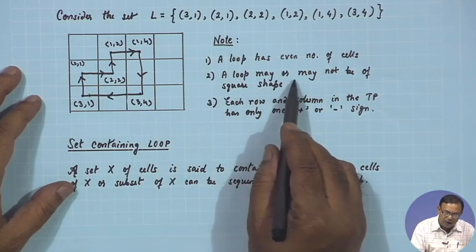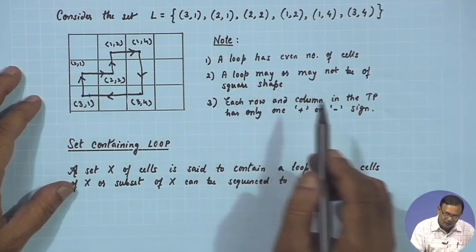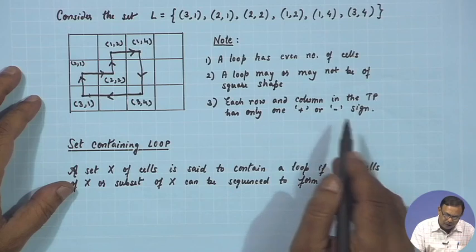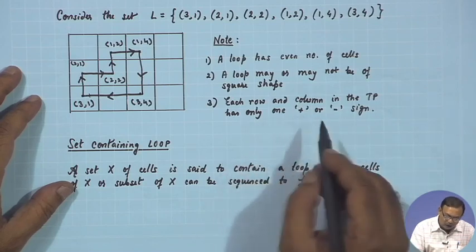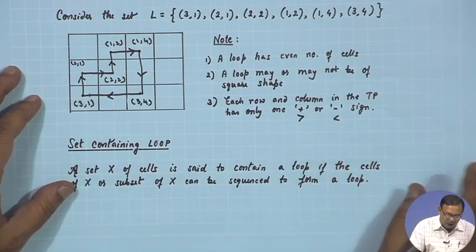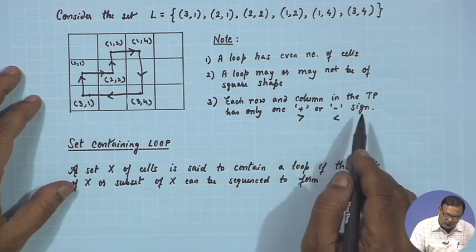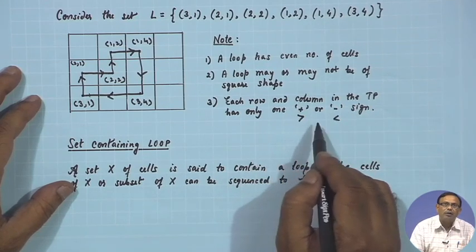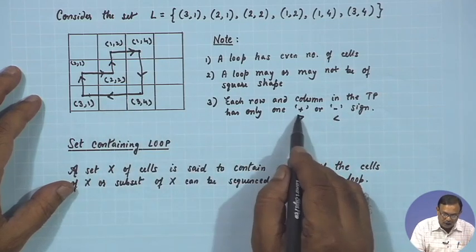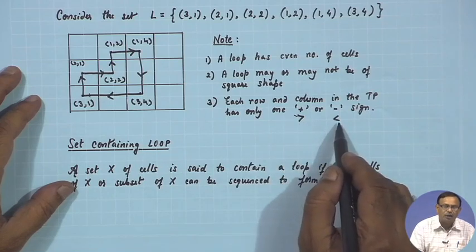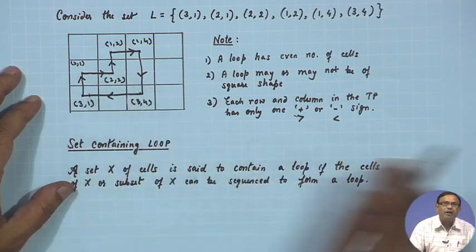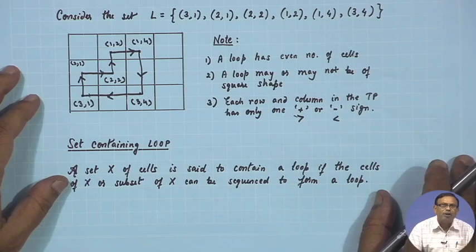So, it is not necessary that the loop be square, and each row and column in the transportation problem will have only one plus sign and one minus sign, means in each row or column there will be only one arrow sign, which I am calling plus minus. At present we are considering it as an arrow sign. There will be either this greater than sign or minus sign in each row or column which has been formed. Then we say that this forms a loop. So, I hope what a loop is, is clear.